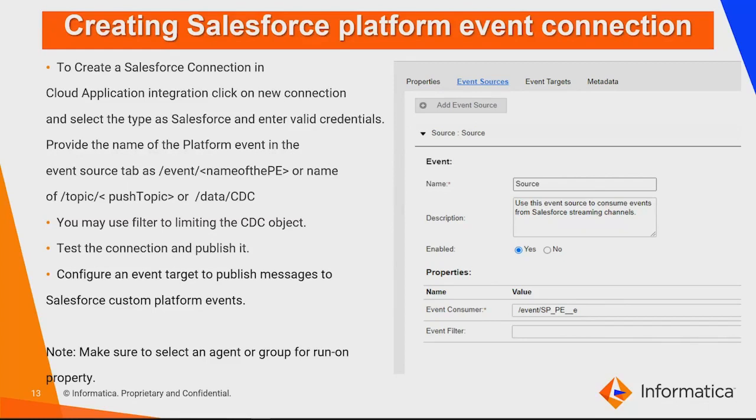Configure event target in case you want to publish a message to Salesforce custom platform events. Make sure to select an agent or an agent group for run on property, as the Salesforce platform event connection is only targeted to run on agent.